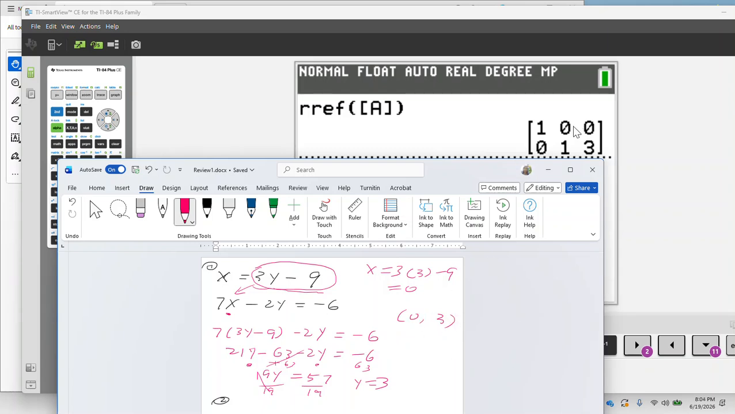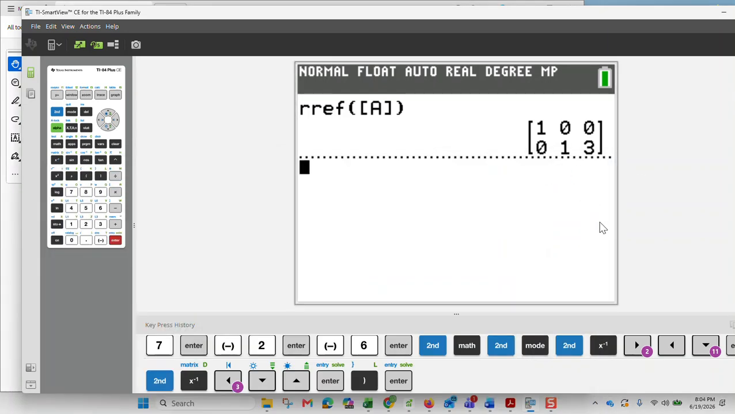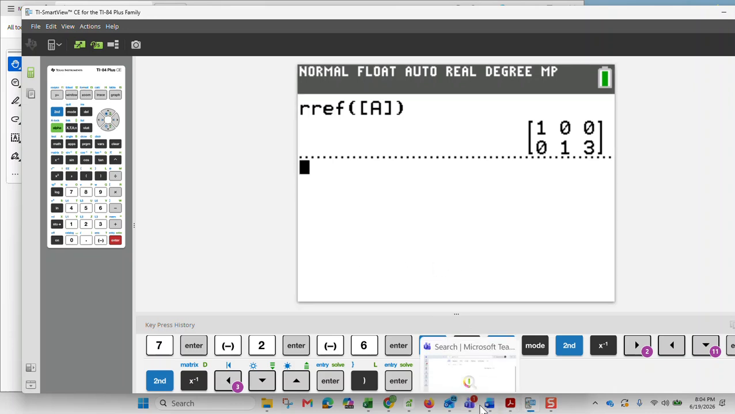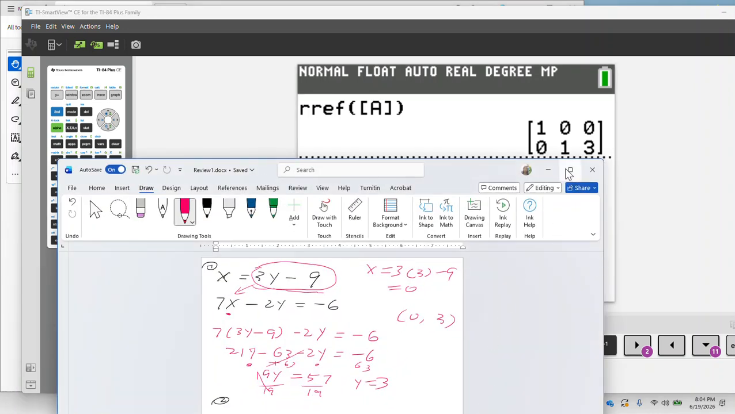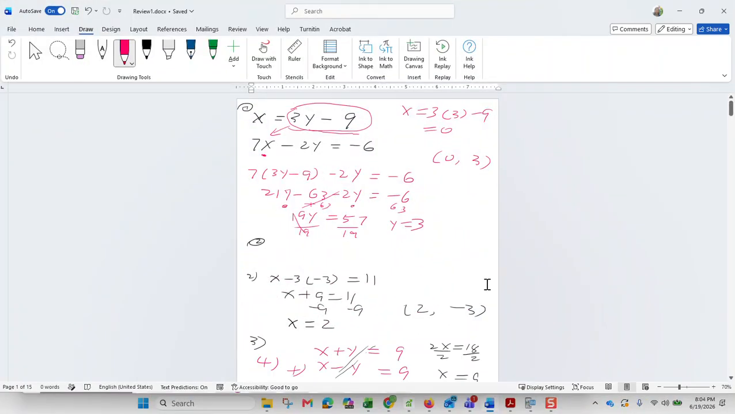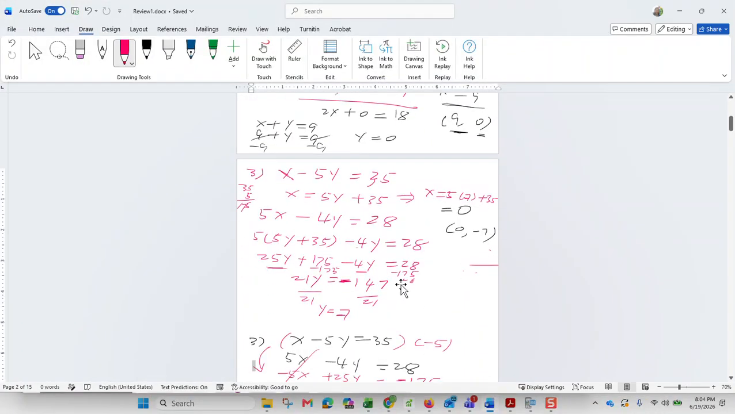We're just using the calculator to solve. This is 1x, that means x equal to 0. 1y equal to 3. So you have 0 and 3. All right, so that's how you use the calculator to solve this matrix. Okay? I will show you one more question using the calculator. Okay, so let's look at our number.